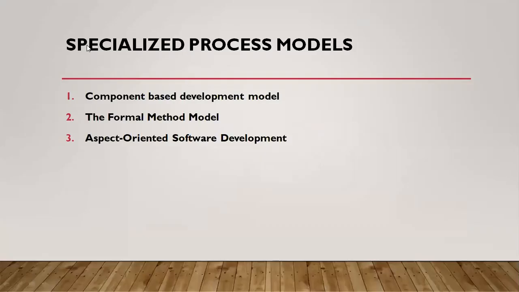So now we are in specialized process models. In these specialized process models, we have finished the first one, that is the component based development model. Okay, it is finished just now, and now we are going to see the second one, the formal method model, and also the third one, the aspect oriented software development model.